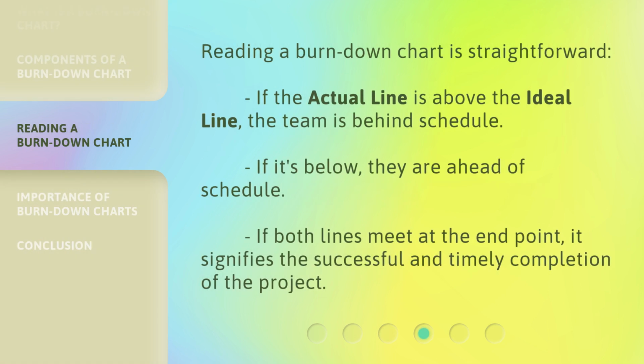Reading a burn-down chart is straightforward. If the actual line is above the ideal line, the team is behind schedule. If it's below, they are ahead of schedule. If both lines meet at the end point, it signifies the successful and timely completion of the project.